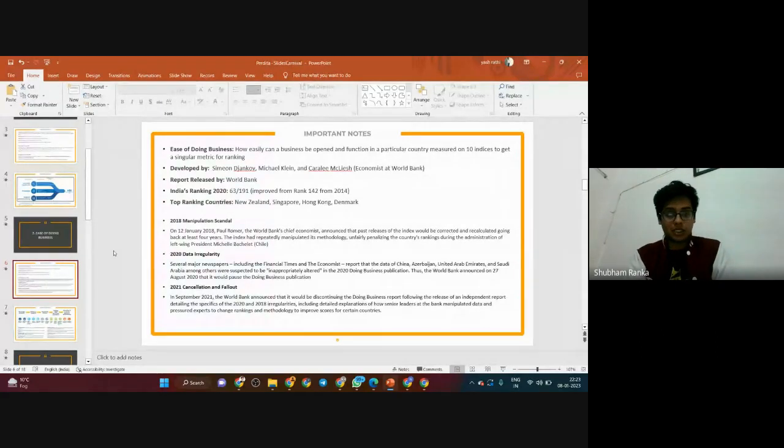There are 3 very important things we need to look at before understanding the metrics for ease of doing business, and one is the trajectory of what has happened with this particular metric.